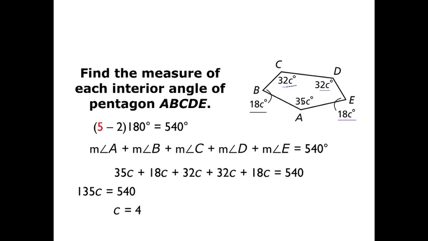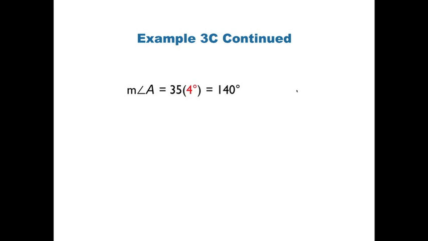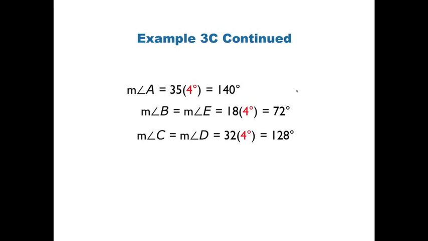So I'm going to use, for measure of angle A, 35 times 4, for B and E, 18 times 4, and for C and D, 32 times 4. So for A, I get 140 degrees, for B and E, I'm going to get 72 degrees, and for C and D, I'm going to get 128 degrees. Again, just plugging in the 4 that we found for C in the problems.